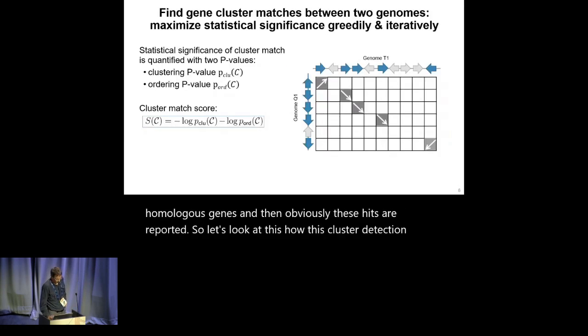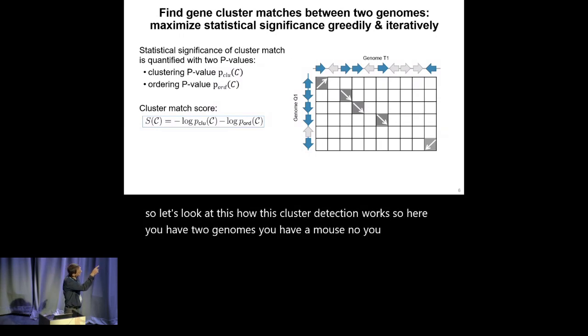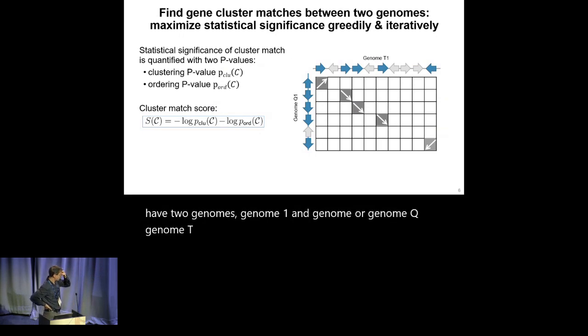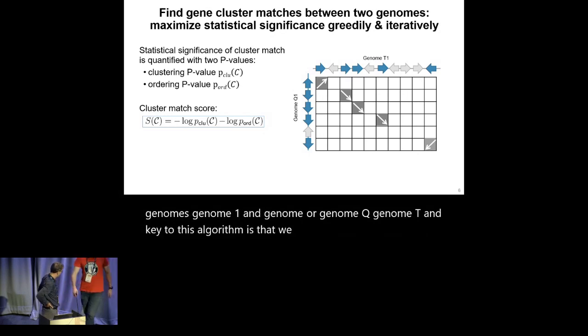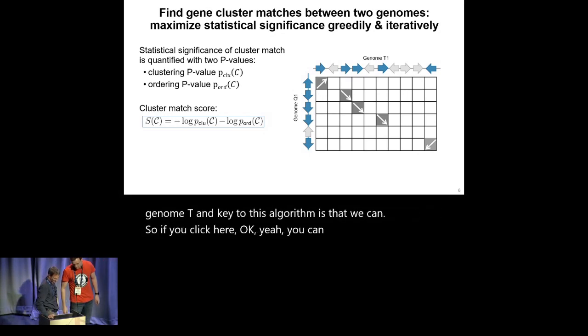So here you have two genomes. Do I have a mouse? No. You have two genomes, genome Q and genome T. And a key to this algorithm is that we can... If you click here... okay, yeah. You can use the... Yes, that's good. Thanks a lot.